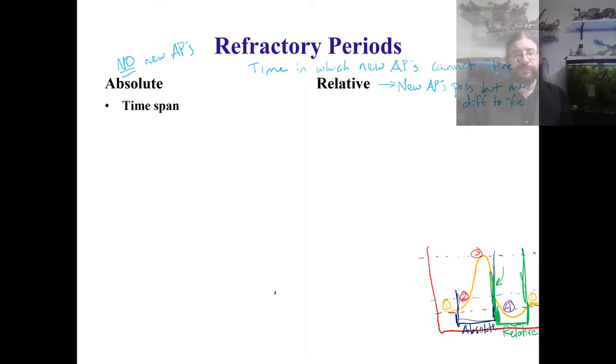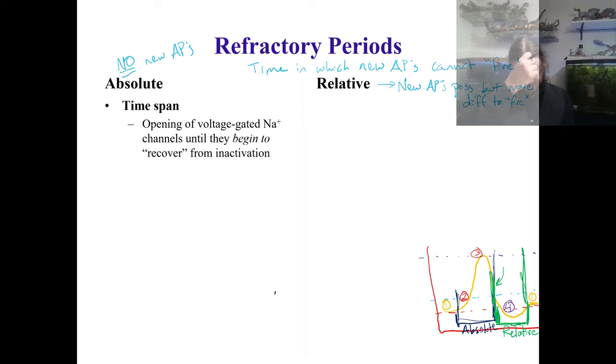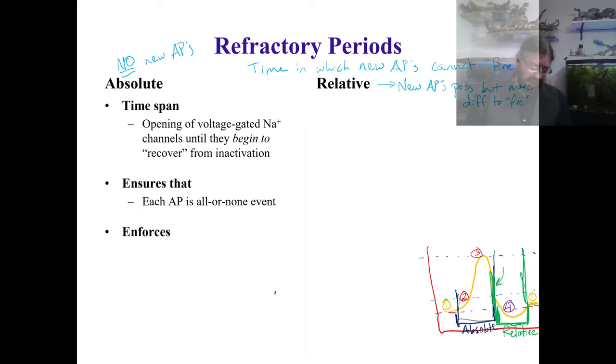So the absolute is the time span between the opening of the voltage-gated sodium channels until they're mostly back to the closed state. They've mostly gone from inactivation to a shape where sodium literally cannot enter. So that means all action potentials are all or none, and that means action potentials cannot go backwards. You cannot go from threshold up and then have it fall back down from threshold. When we say one way, we mean if it's going positive, you're going to go all the way through. You're not going to have it fall back down.